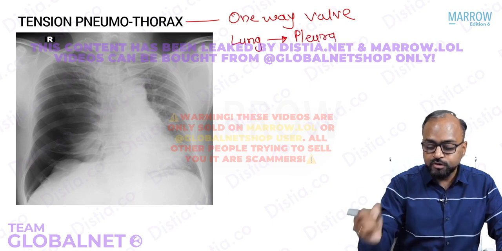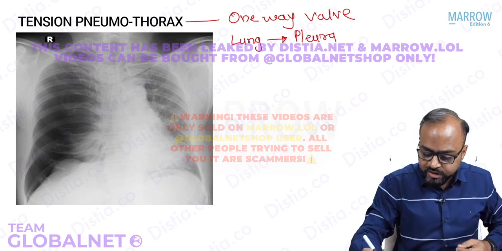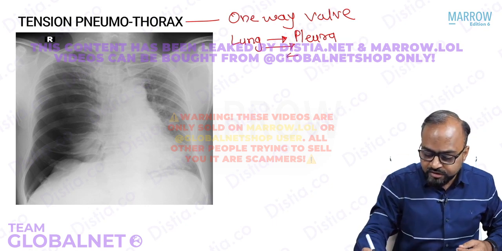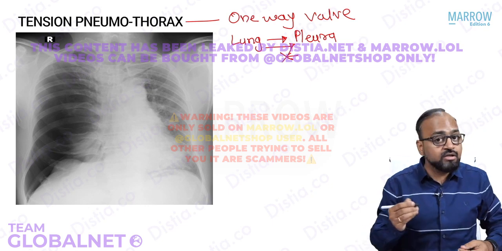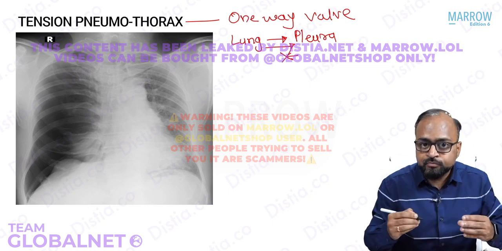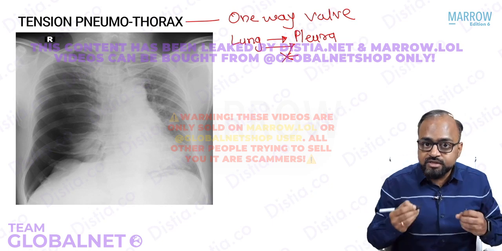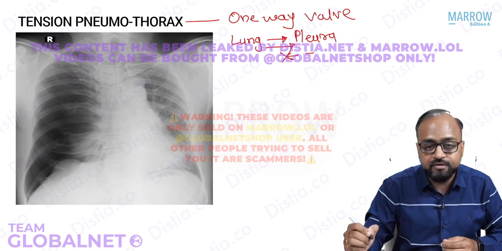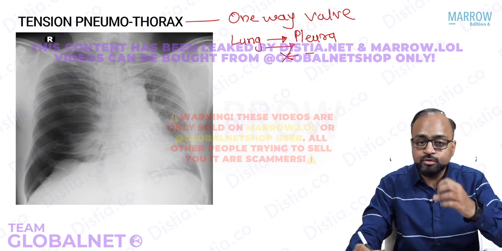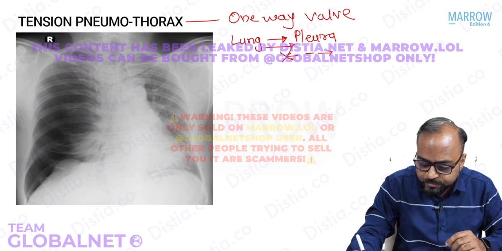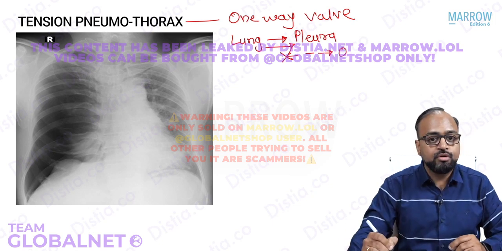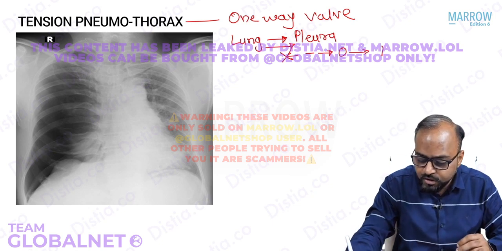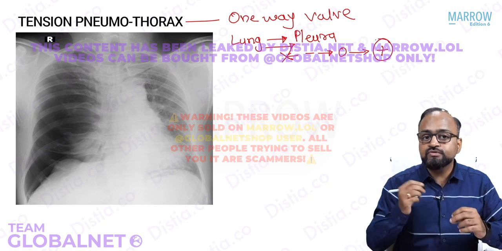So what happens? During inspiration, air enters from the lung into the pleura. But it is a one-way valve. So can this air go out of the pleura into the lung again? No. So with every breath, the pleural pressure is increasing because more and more air is entering into the pleura. What is the normal pleural pressure? It is negative. So when excess air enters into it, pressure will increase. From negative, the pressure will become 0. When still more air enters into it, from 0, the pressure will become positive, even more than the atmospheric pressure.